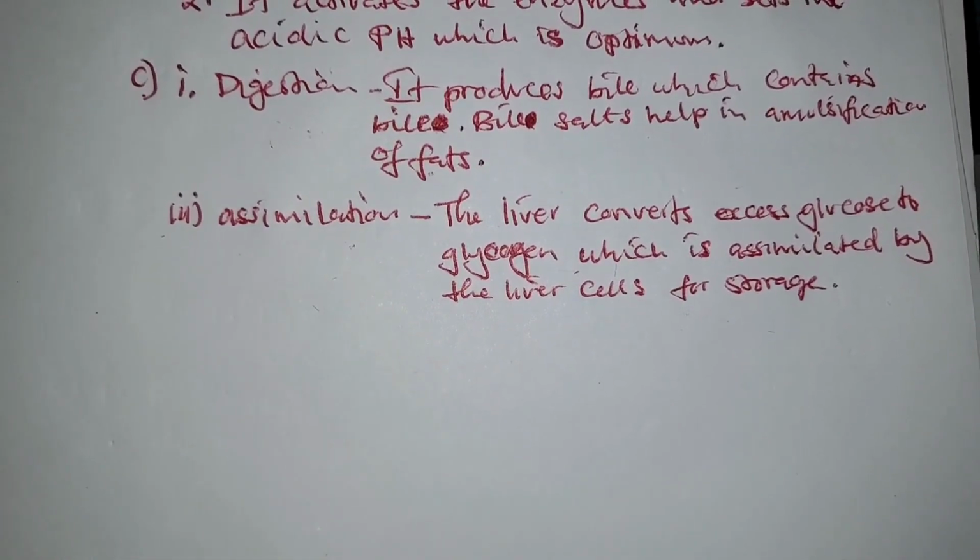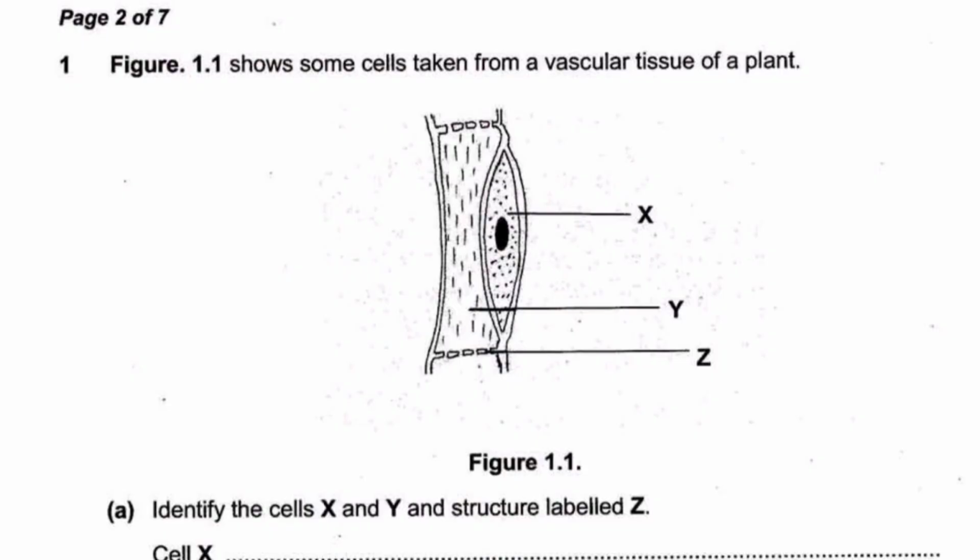Thank you so much. Hello guys, how are you? Let's revise biology 2009 paper 2 phloem cell. So we'll answer a number of questions in this series. So let's get started. The question reads, figure 1.1 shows some cells taken from a vascular tissue of a plant.